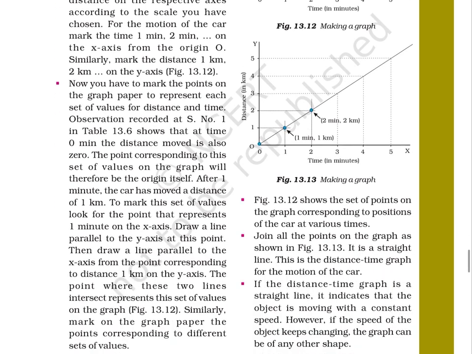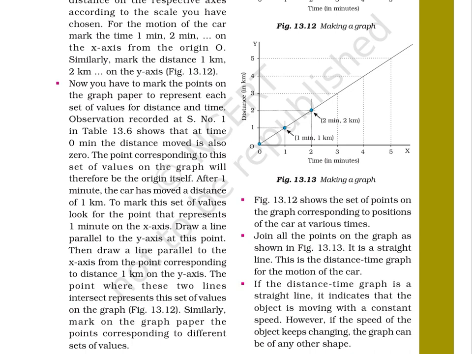Figure 13.13. Making a graph. This figure is exactly like the one we observed earlier. It further tells us that at distance 3 km, time taken is 3 minutes. At 4 km, time taken is 4 minutes. At 5 km, time taken is 5 minutes.